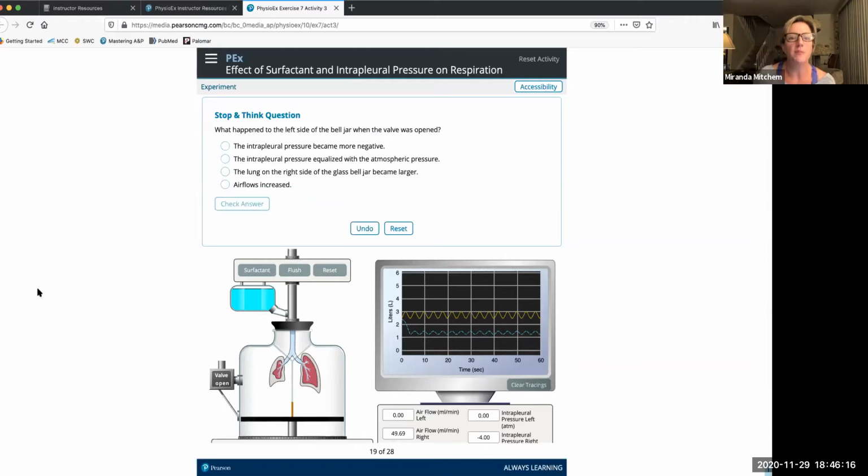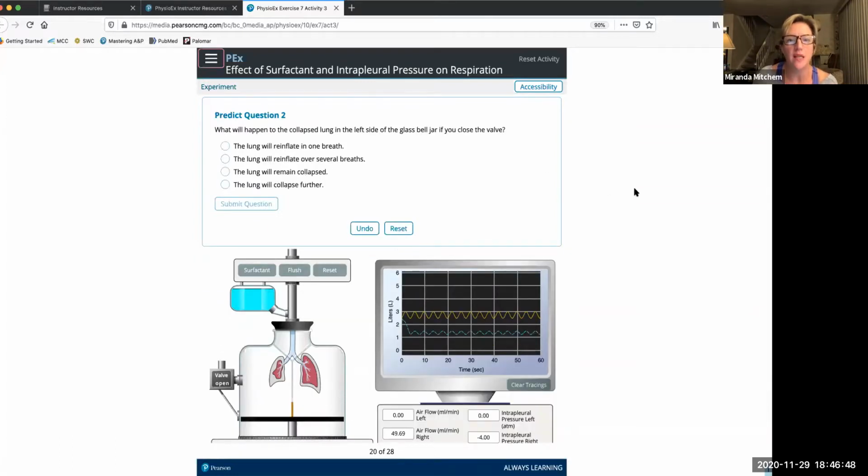Okay, so what happened to the left side of the bell jar when the valve was opened? Well, intrapleural pressure became more negative. It can't become more negative if the system is opened. Intrapleural pressure equalized with atmospheric pressure. That does make sense. The lung on the right side of the glass jar became larger or airflow increased. Here we go.